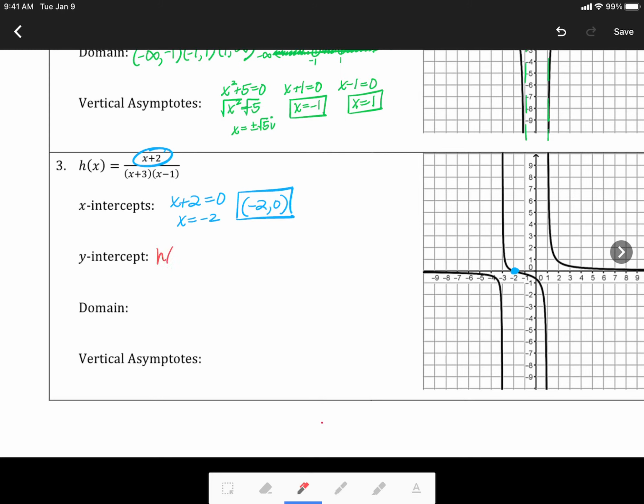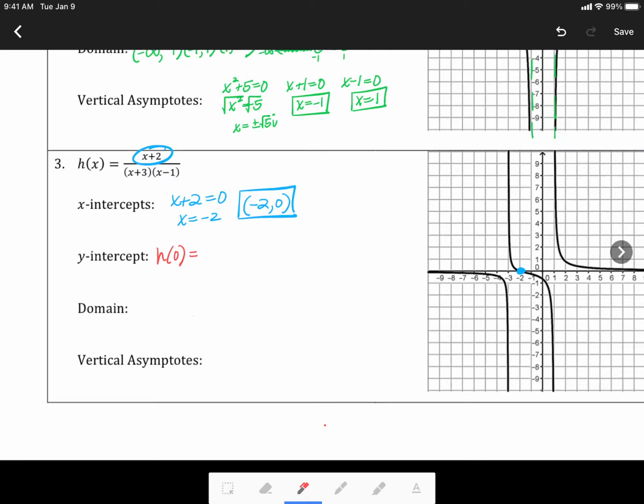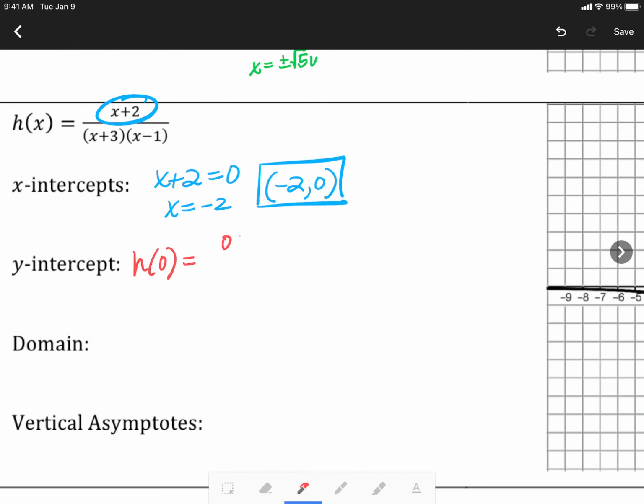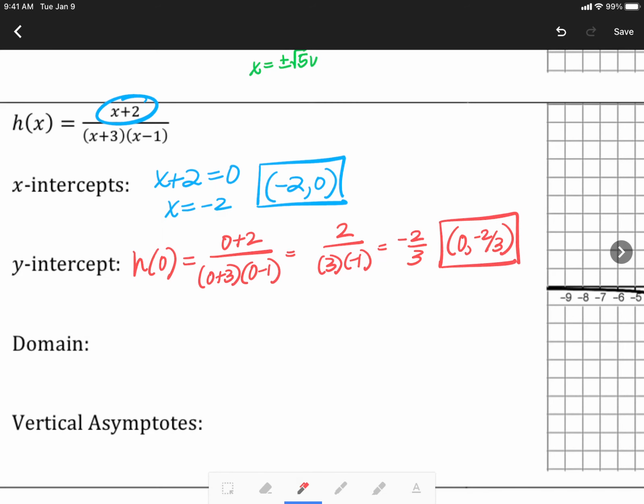Hopefully you said you're going to plug in 0, or do h of 0, and that's exactly what we're going to do. 0 plus 2 is our numerator. 0 plus 3, 0 minus 1 is our denominator. So that's 2 divided by 3 times negative 1, or negative 2/3. So we have the point (0, negative 2/3). Let's check to make sure we did that right.